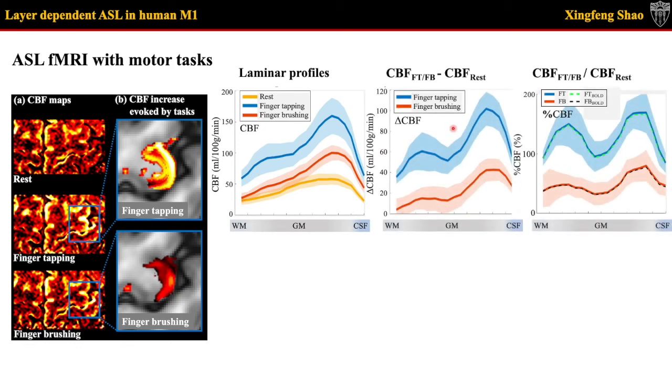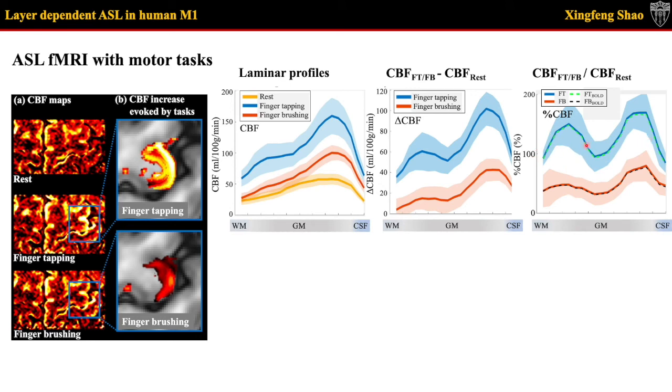And here are 2 plots showing the absolute and relative CBF increase in response to finger tapping, the blue curve, and finger brushing, the orange curve. So CBF response to finger tapping shows a clear 2-peak pattern in deep and superficial layers, while finger brushing shows a weak response in superficial layers. And compared to BOLD signal response, which is on the order of 1 to 2%, relative CBF increase is around 50% to 150% evoked by activation.